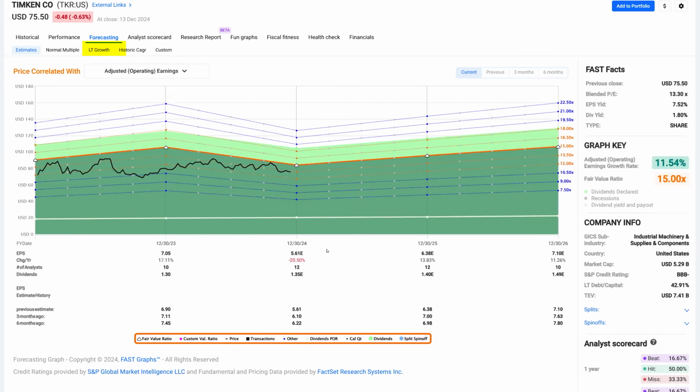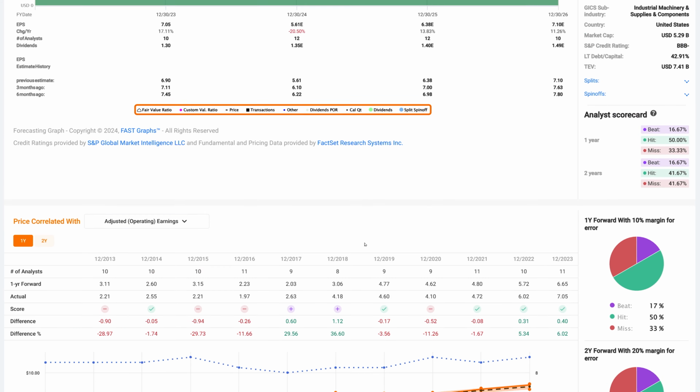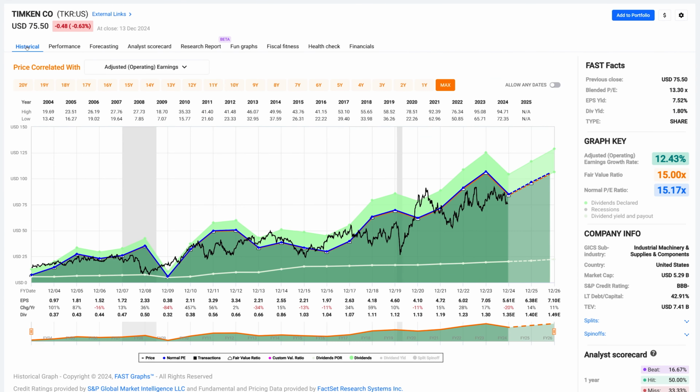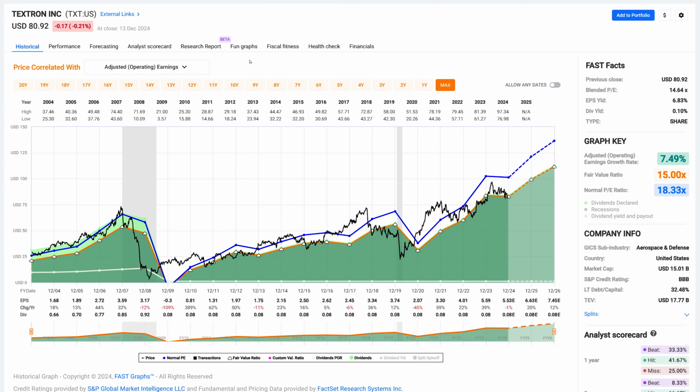And again, I'll do it on this one as well. You want to go to the analyst scorecard. One thing about industrials, they will have analyst scorecards that are a little sketchy, and you should be taking that into consideration when you're evaluating these stocks. The next one here is Textron.